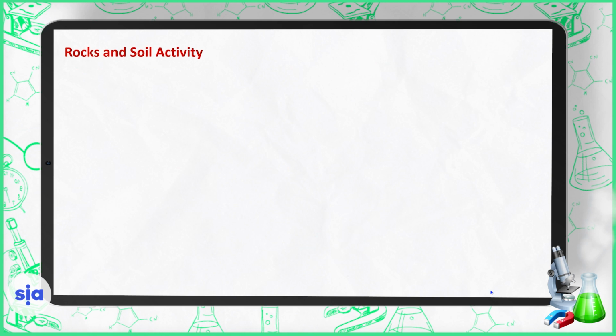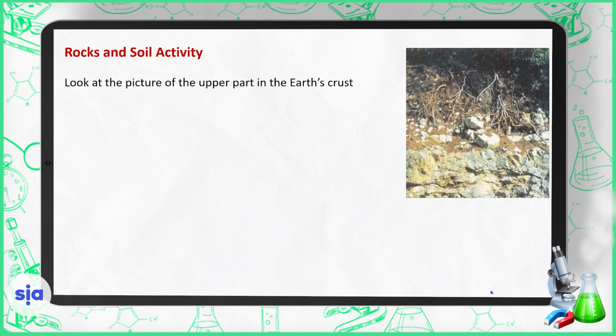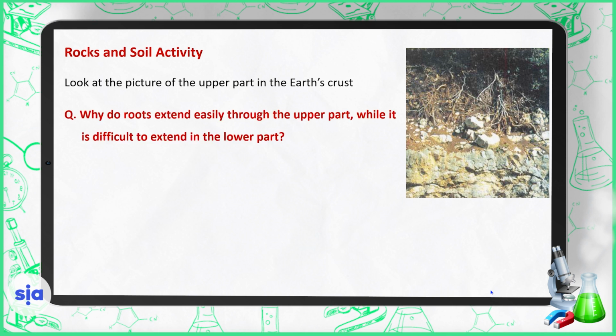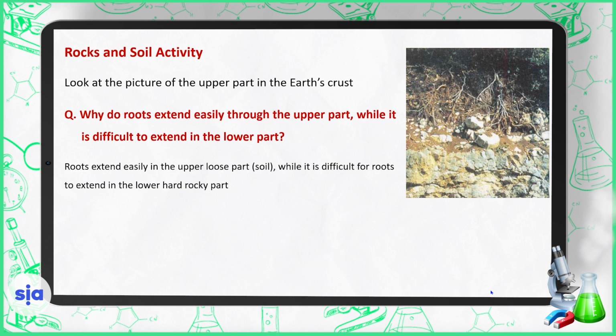Here is an activity called rocks and soil. Look at this picture of the upper part in the earth crust. What do you think? Why do roots easily extend through the upper part while it is difficult to extend in the lower part? Roots extend easily in the upper loose part of the earth crust. It's called the soil, while it is difficult for roots to extend in the lower hard rocky part.